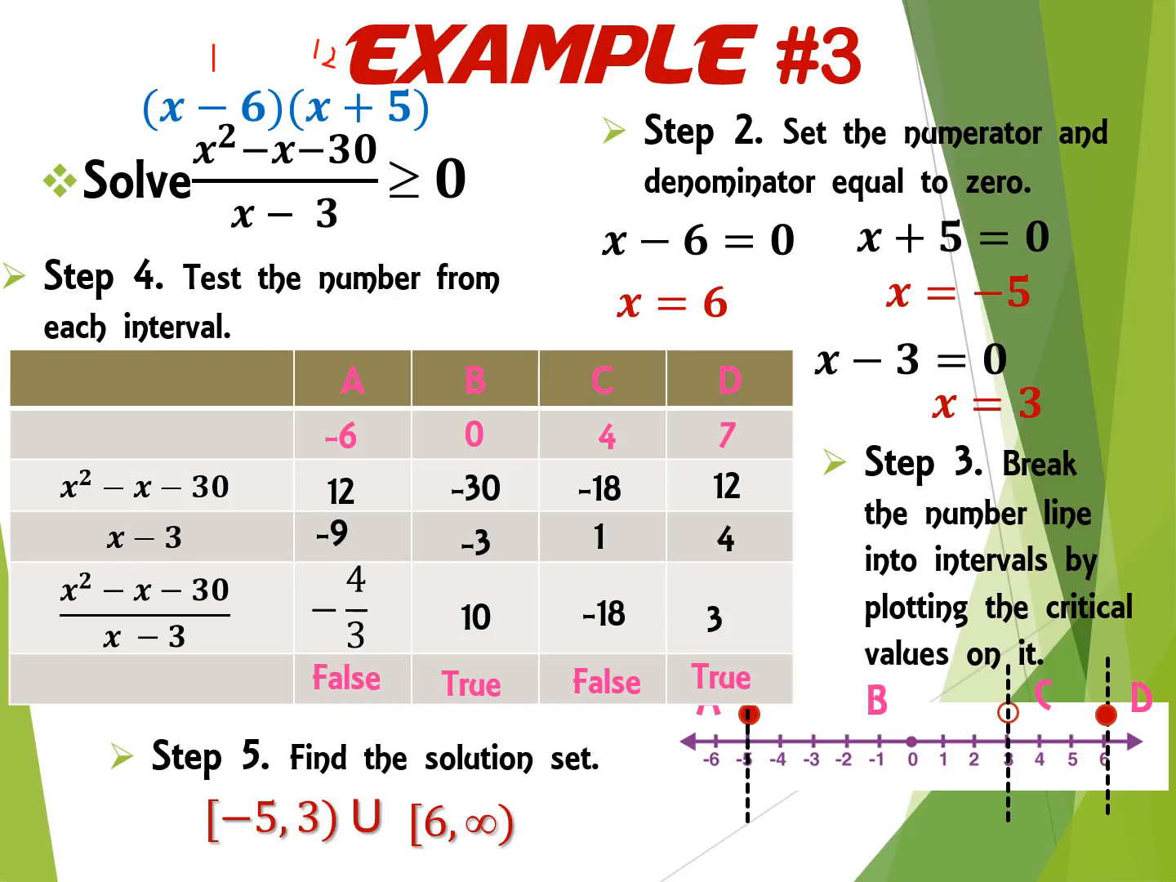The union of negative 5, 3, including negative 5, and including 6 to the right of 6. So this will be your solution set. I hope it is clear.